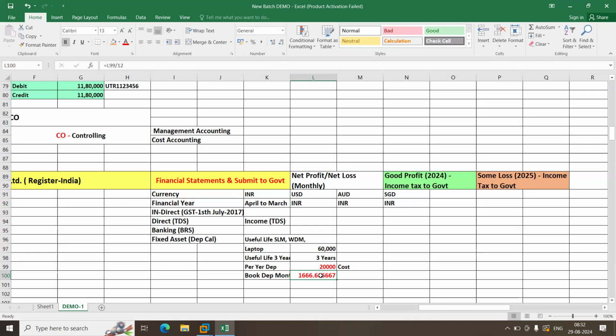So to avoid this gap and this confusion, and to bring more accuracy to whatever reports we are getting month on month, we are going to book the costs on a monthly basis.